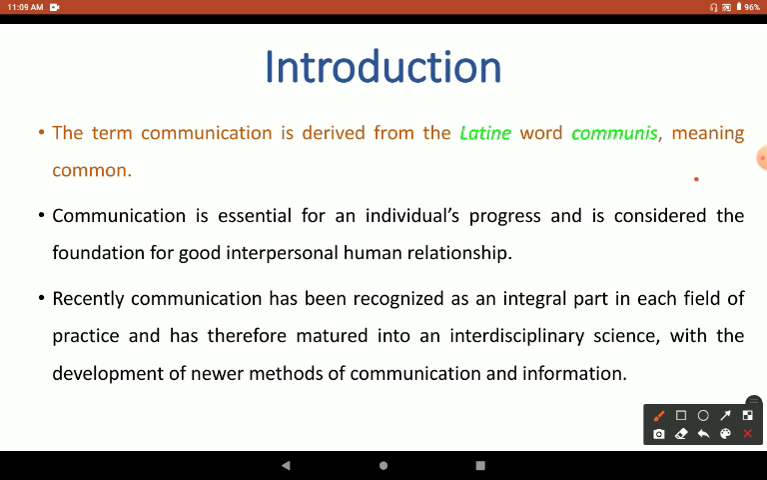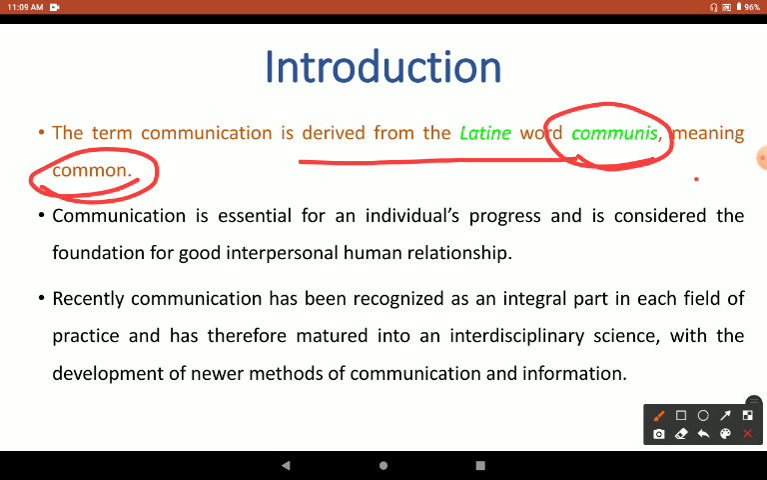Before knowing the communication process, we should know what is communication according to you and according to me. What is communication? Communication means contact, touch, means we are having contact with the other person, in which way. So here we will see the introduction about communication. Here you can see the communication is a word derived from the Latin word communis. The meaning of communis in Latin is common.